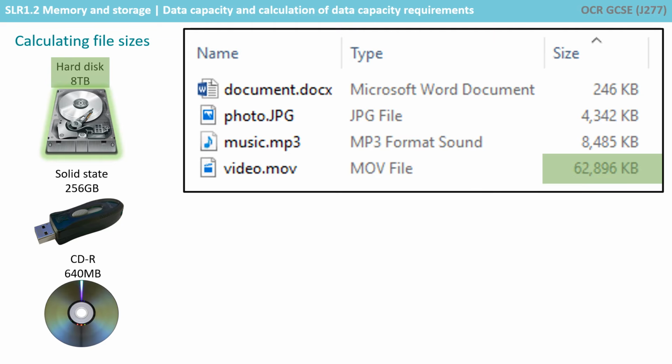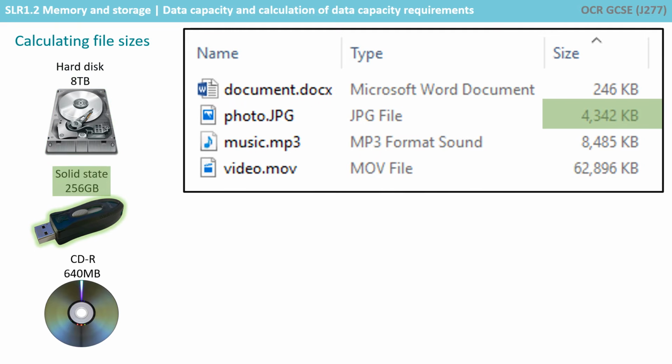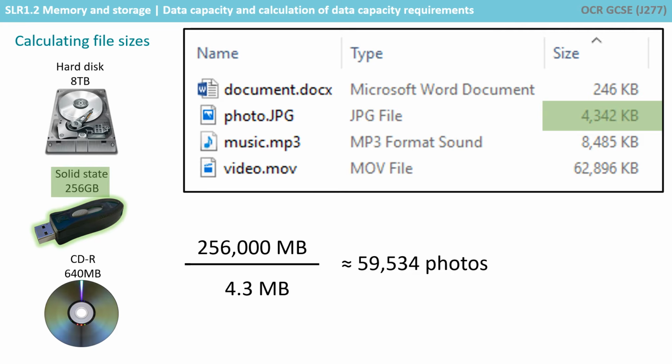Okay, let's move to the video files. This is much bigger, so 62.8 megabytes. So I've rounded that up to 62.9, so I've got the capacity of the hard disk, 8 million megabytes, divided by the video file size, 62.9, so we could store approximately 127,000 videos. What about photos? Okay, so 256,000 megabytes divided by 4.3 per file, roughly 60,000 photos.